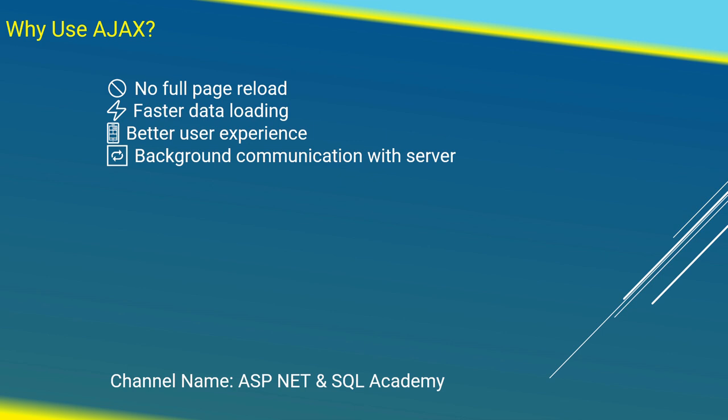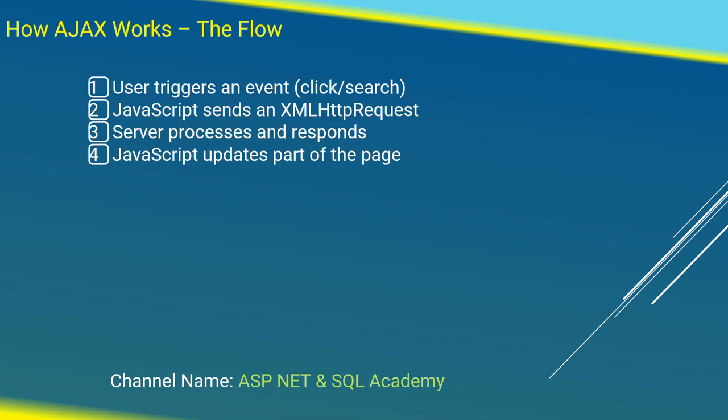Here is how it works. A user action triggers an AJAX call. JavaScript sends a request to the server using a special object. The server responds with the data, and JavaScript updates the page, all in the background.